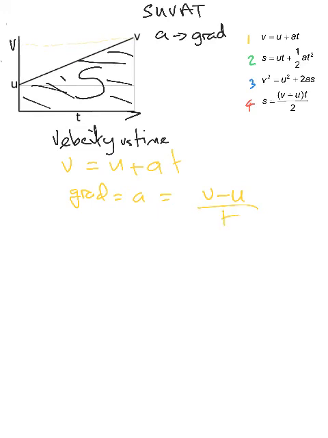If we rearrange this, we end up with V minus U equals AT, and then we can get it in the same form as number 1, how it's stated, by making V the subject. That just goes straight over there, and we end up with V equals U plus AT, and that is number 1 in a nutshell, using gradient.